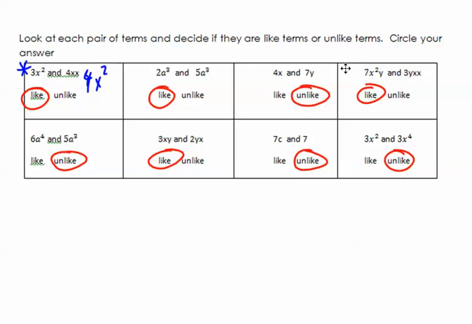Okay. Same thing with this one over here. All right, 7x squared y. Well, don't I have 2 x's here? So that could be written 3yx squared. Okay.